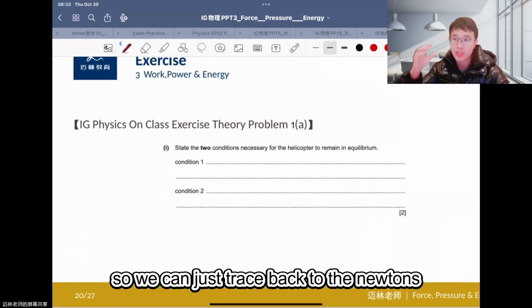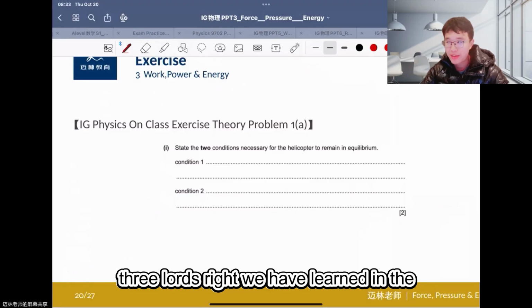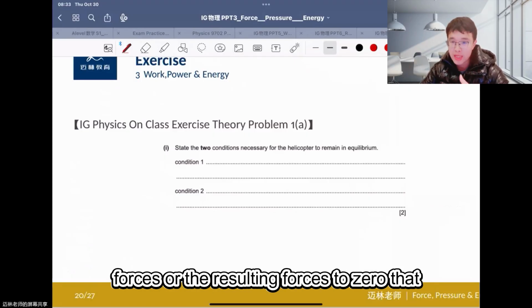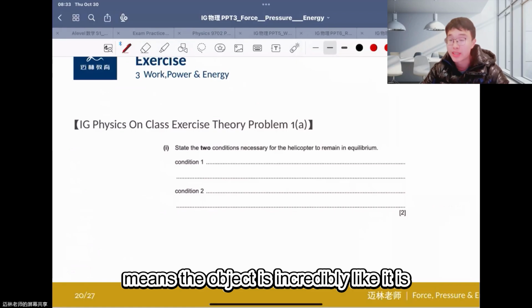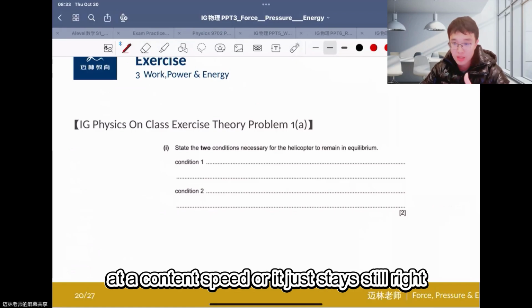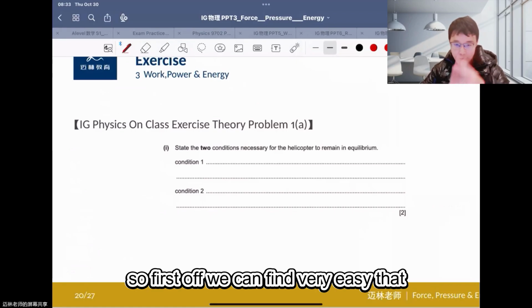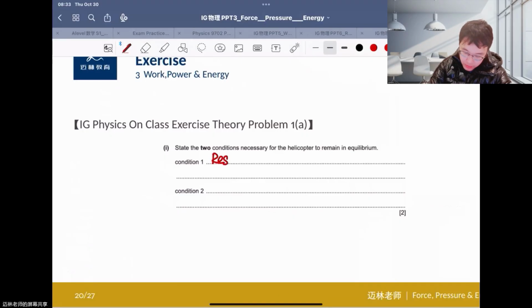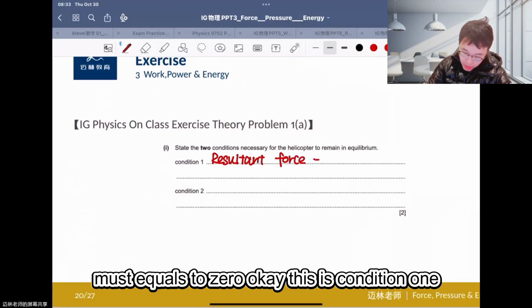So we can trace back to Newton's three laws, right? We have learned in Newton's first law that if there are no forces, or the resultant force is zero, that means the object is in equilibrium, like it is at a constant speed or it just stays still, right? So first of all, you can find very easily that the resultant force must equal zero, right? So here we can set the first condition: the resultant force must equal zero, okay?